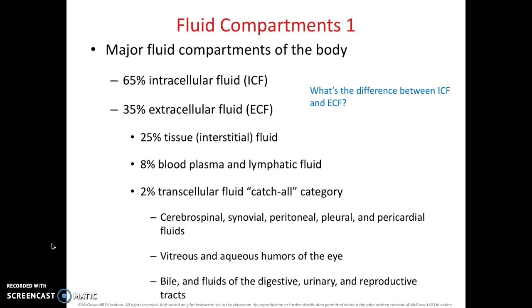That would be cerebrospinal fluid, synovial fluid within your joints, peritoneal fluid, which is within your peritoneal cavity, pleural, pericardial fluids, which if you remember, these function to help with friction, things like that. We also have humors in the eye, and then bile and fluids in the digestive, urinary, reproductive tract. So there's a lot of fluid going on in the body.